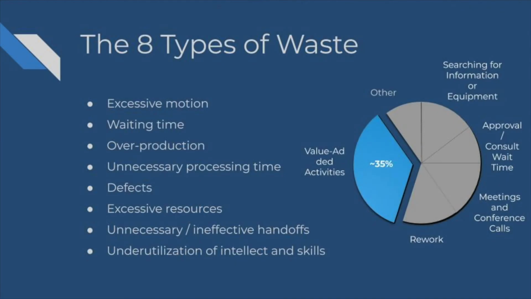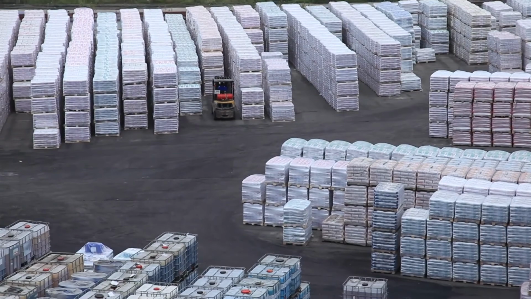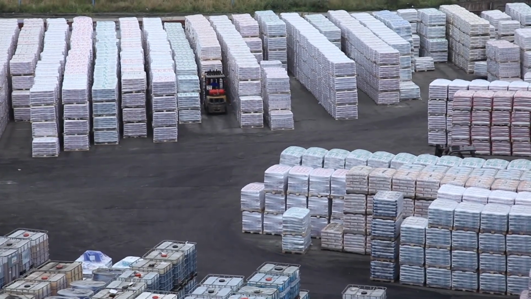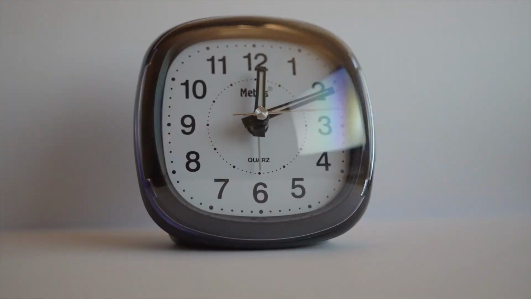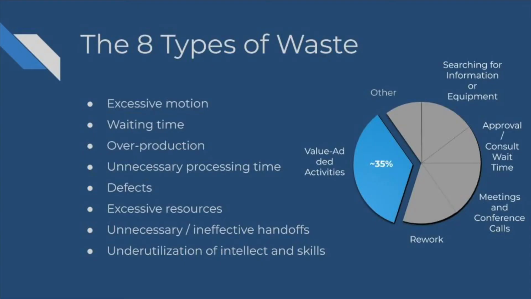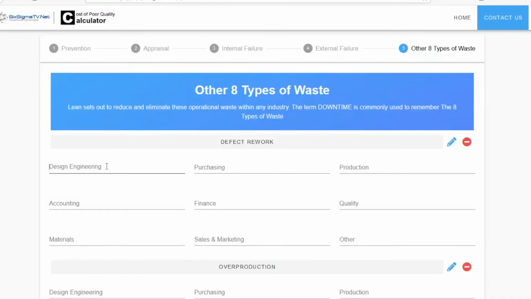This last tab will walk you through the 8 wastes, which includes excessive motion, waiting time, overproduction, unnecessary processing time, defects, excessive resources, unnecessary ineffective handoffs, and underutilization of intellect and skills. You can change these again to any kind of category you want. I'm just filling this in so you get an idea of how our readout is going to help you.